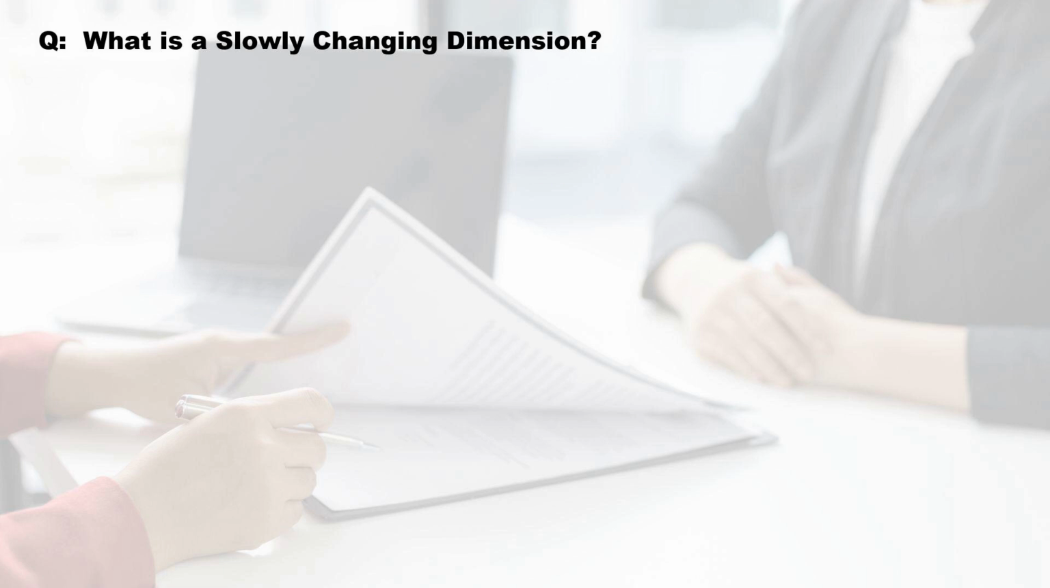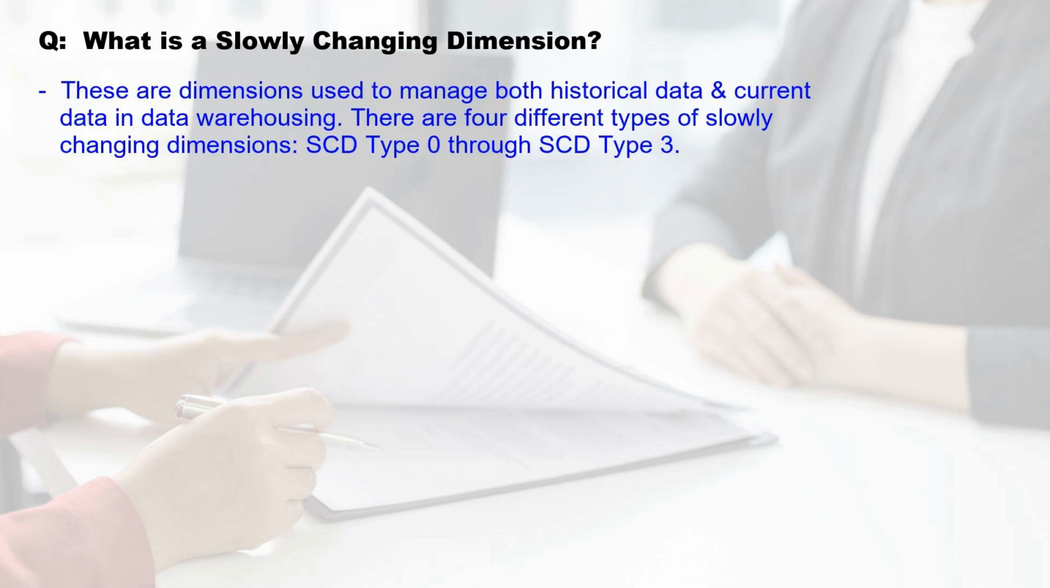What is a slowly changing dimension? These are dimensions used to manage both historical data and current data in data warehousing. There are four different types of slowly changing dimensions: SCD type 0 through SCD type 3.